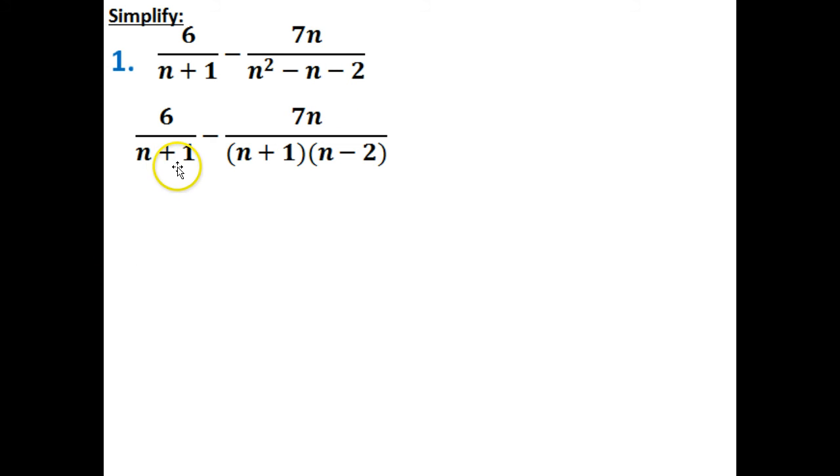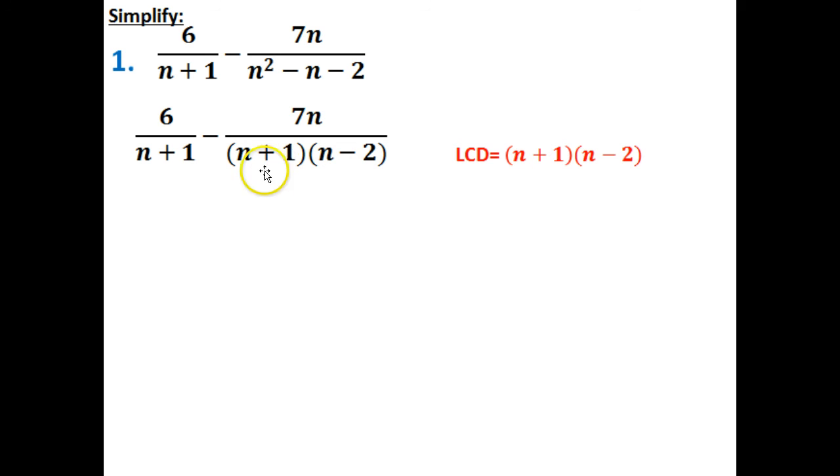Over here I have an n plus 1, and over here I have an n plus 1 and an n minus 2. So the lowest common denominator on this particular one would be n plus 1 times n minus 2. Now that helps a great deal because then we can see what we need to multiply both sides by. So this side here, I've got an n plus 1, so I'm just missing the n minus 2. So I'm going to multiply top and bottom by n minus 2.